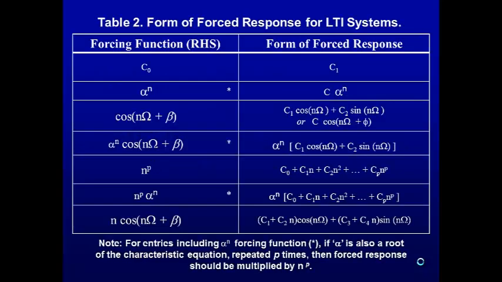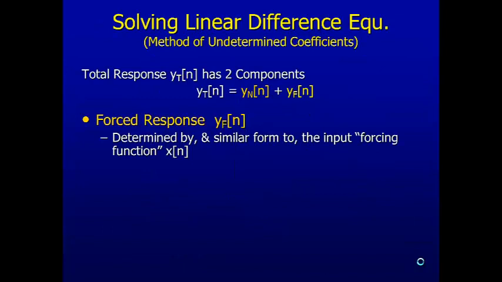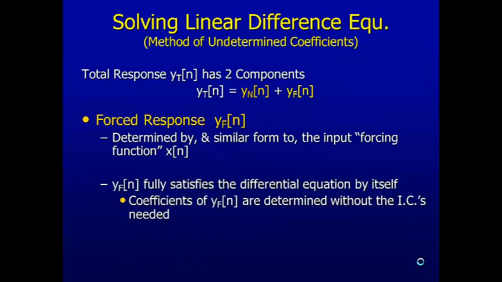So we have a table where we look up. If I put in this function shape on the x of n, here's what the forced response looks like. If I put this flavor in, I get this kind of forced response. So we can look up what the basic shape is, again with some unknown coefficients. And to find those coefficients, well, that forcing function by itself has to be a solution to the difference equation. And so we'll use that and the actual input to solve for the unknown coefficients.